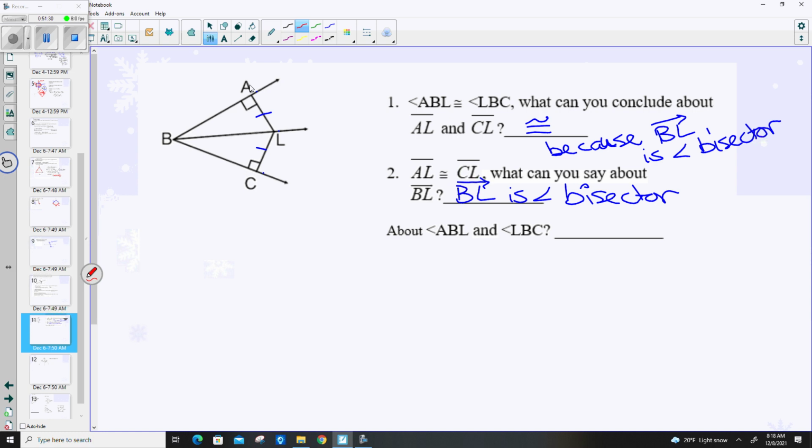And if I know that ray BL is an angle bisector, what can you tell me about angle ABL and angle LBC? This one and this one. They are congruent. Very nice.